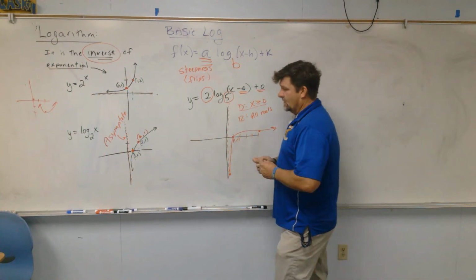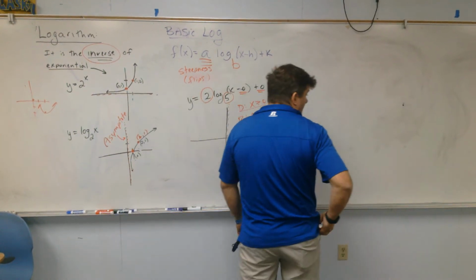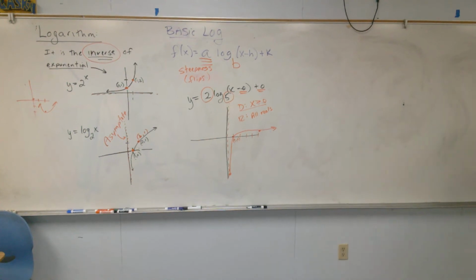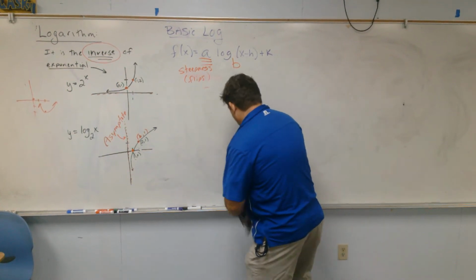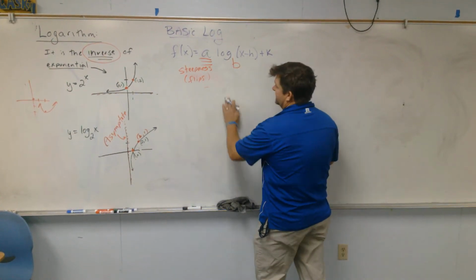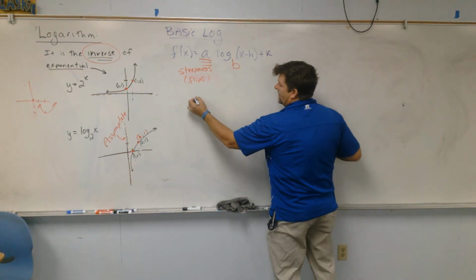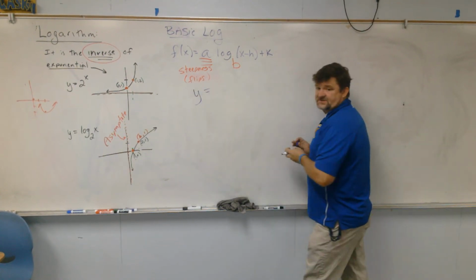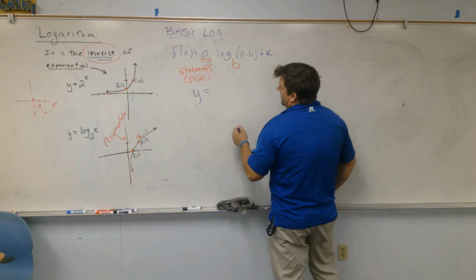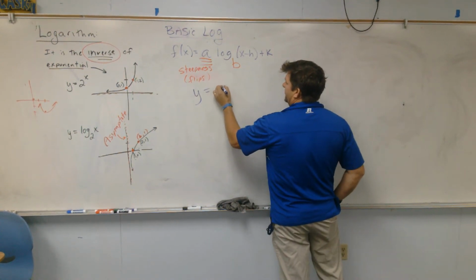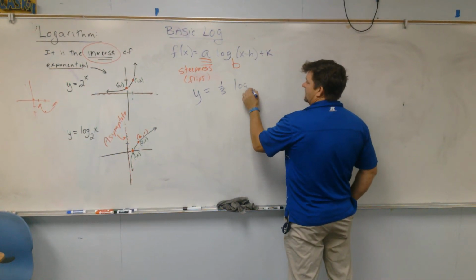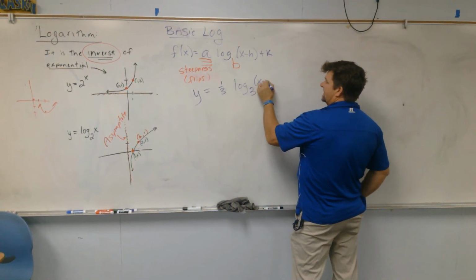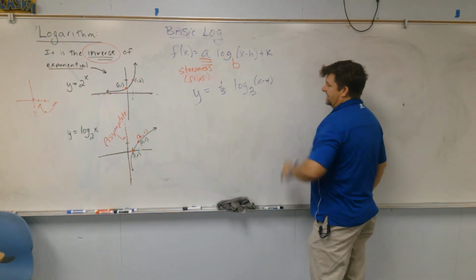All right, so let's go to the next level. Let's go to the next level here. We're going to grab this one here. Let's change this. Let's call it y equals 1/3 log 3 of x minus 4. And that's it.